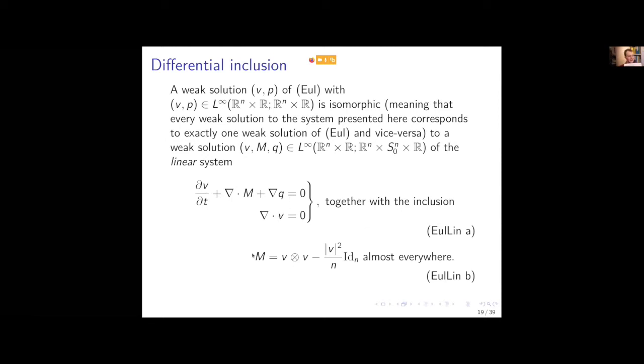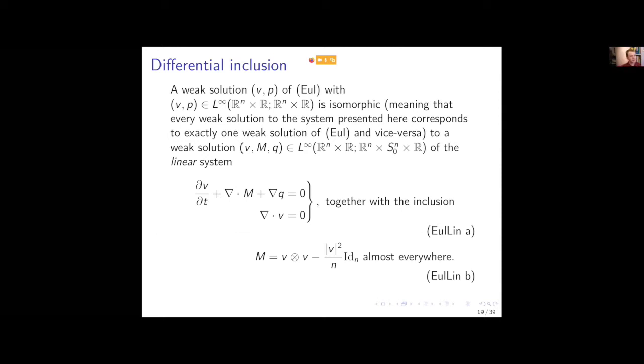Because we add this additional assumption, essentially we encode the system in the linear system here and the nonlinear relation here. What we can do now is a very simple trick: we just replace v times nabla v by m.